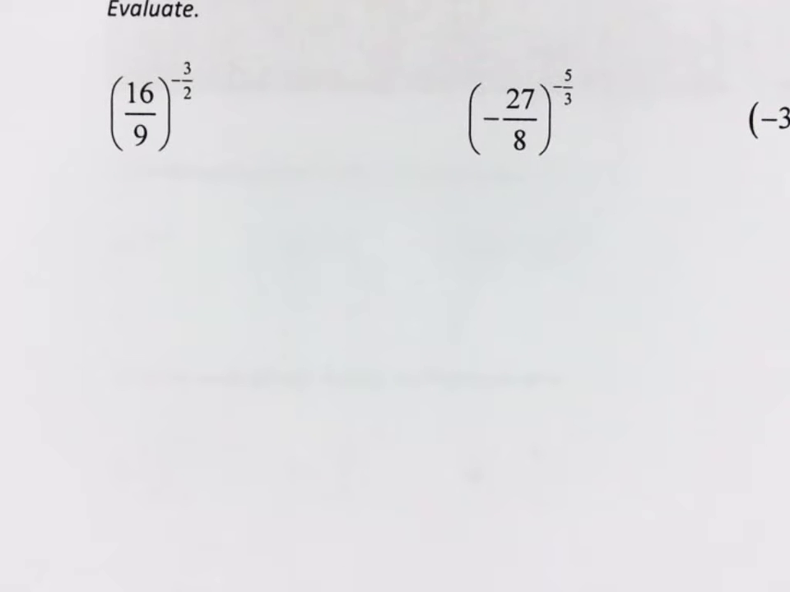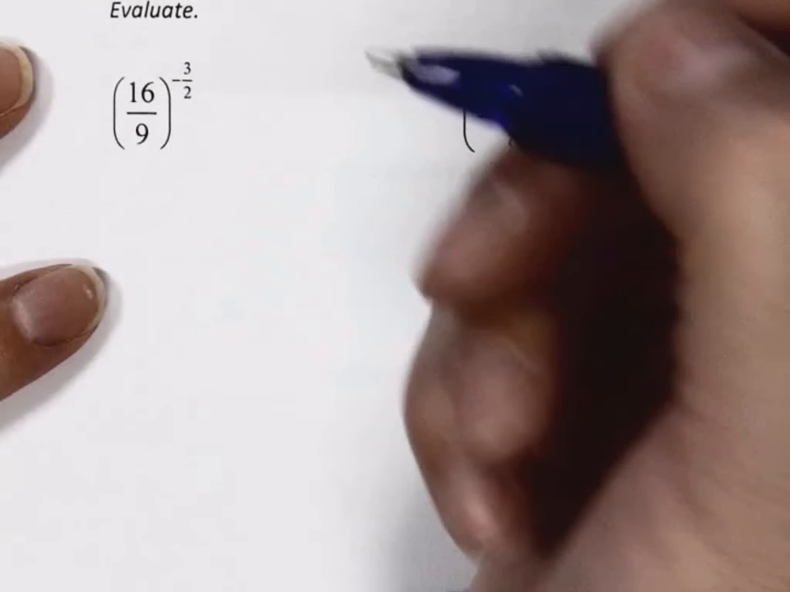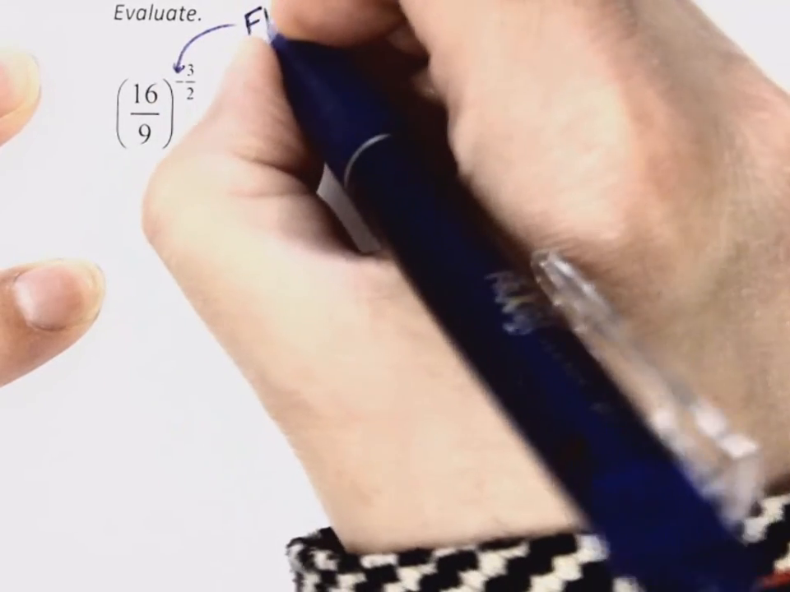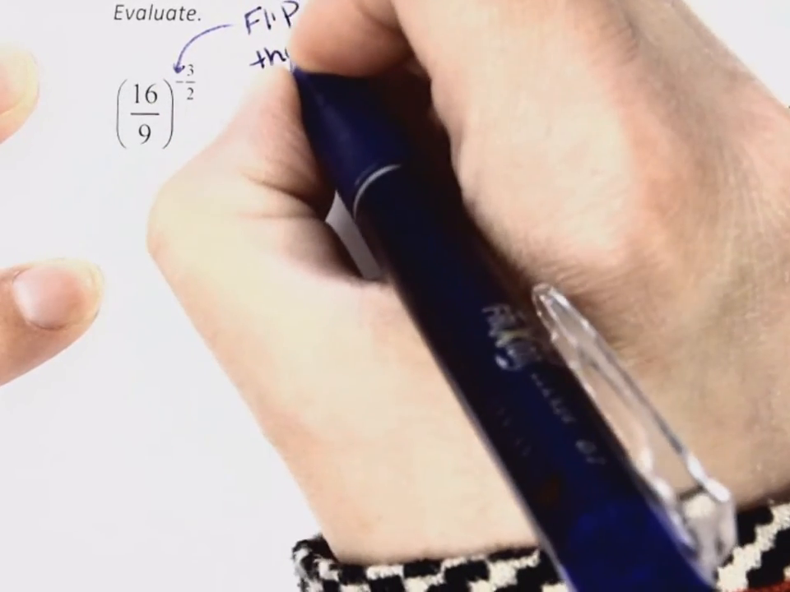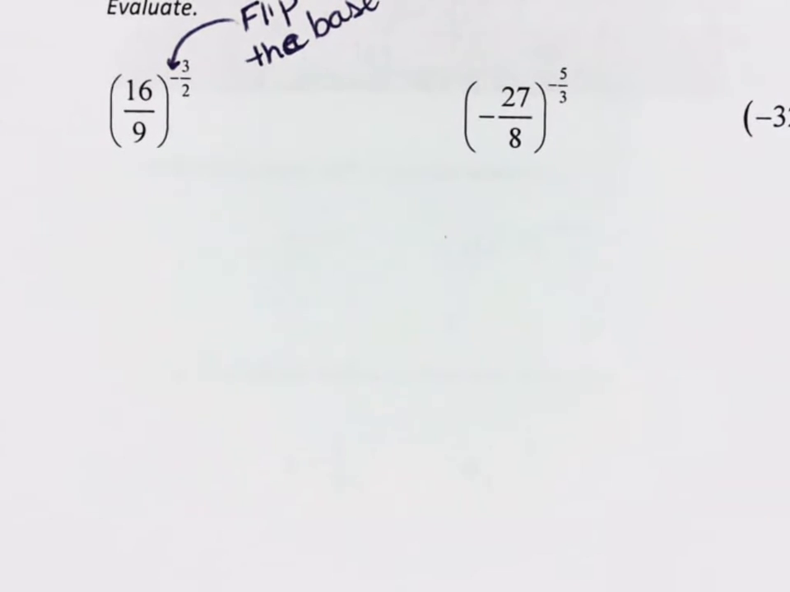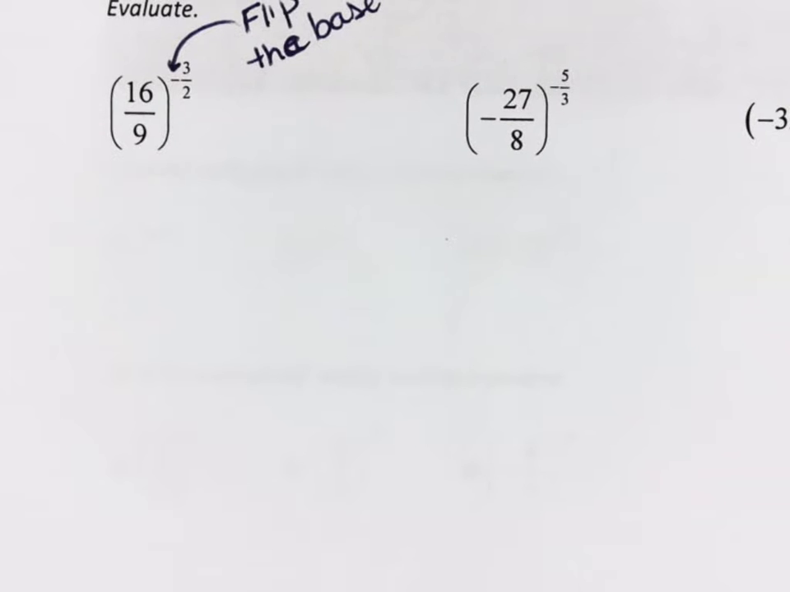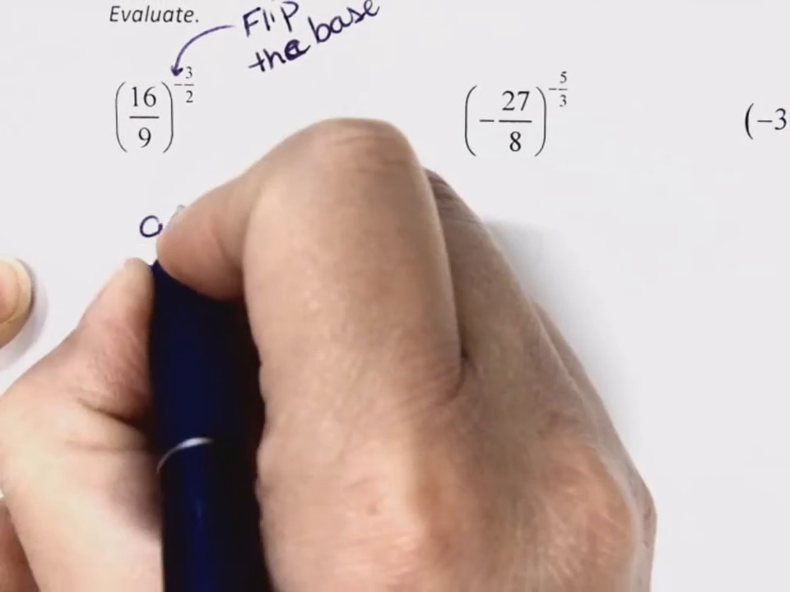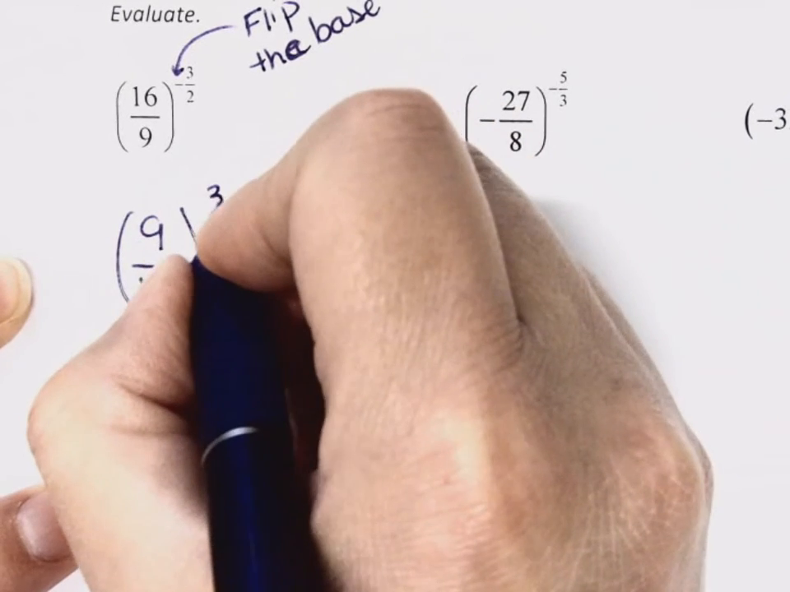So this is a combination of Friday's lesson and today's lesson all mixed into one. Okay? So what does the negative exponent tell me to do? It's going to tell me to flip the base. So my base number was 16 over 9. So what is that going to be now? 9 over 16. My exponent is positive now.